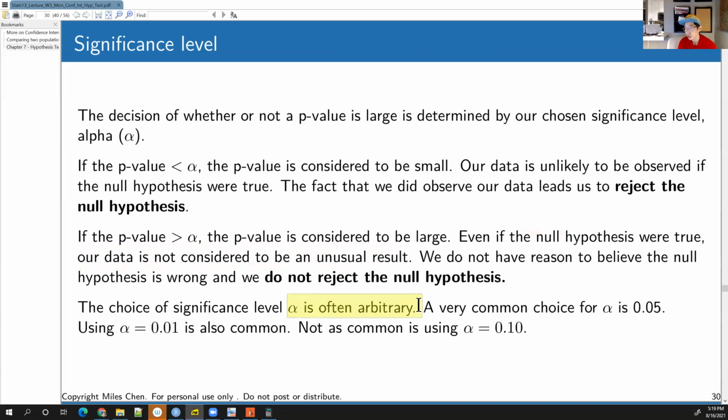Okay. A very common choice for alpha is 5%. Okay. For better or worse, the most common choice for alpha is 5%. Probably it should be something around there, but maybe not.